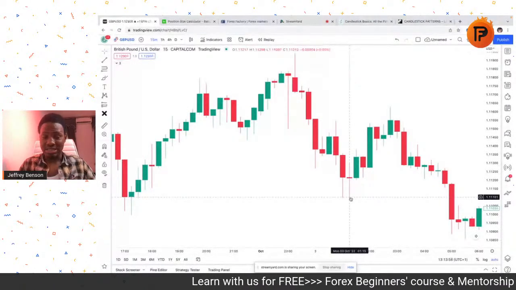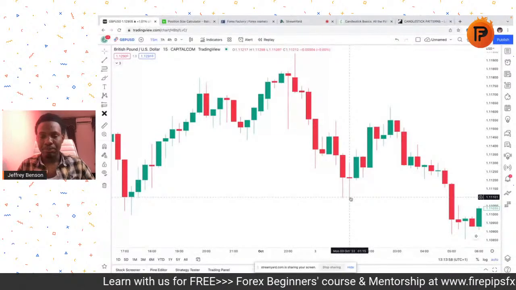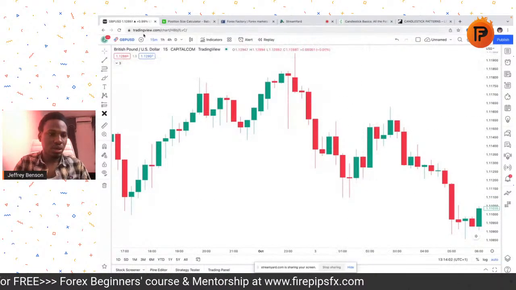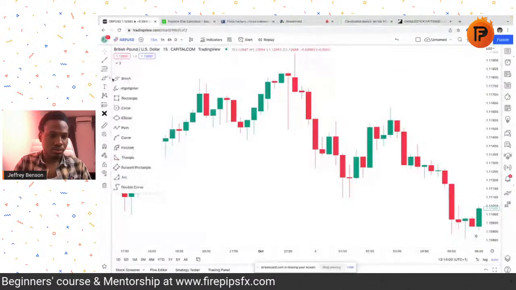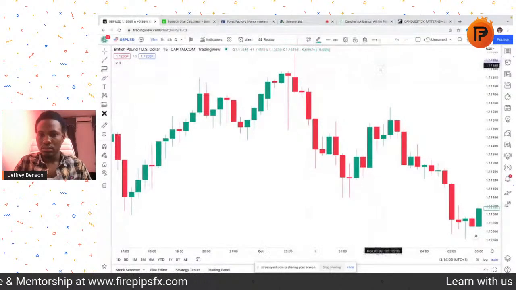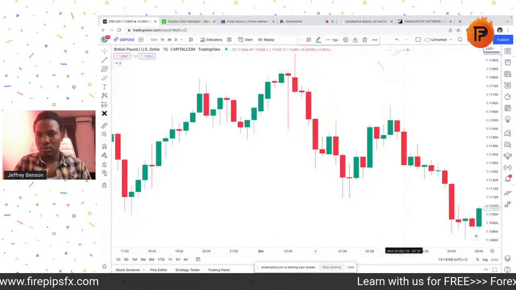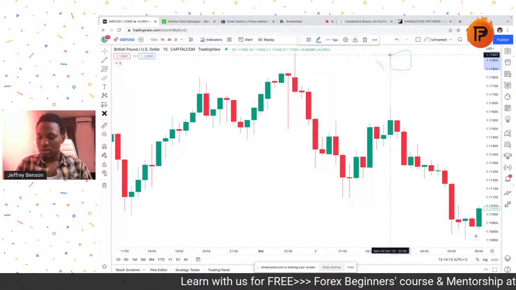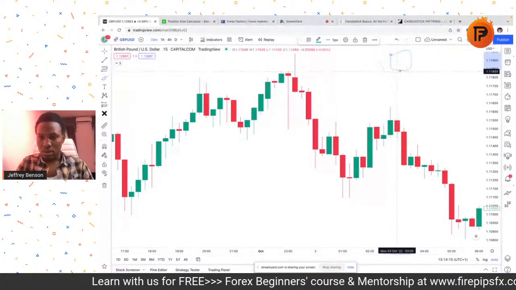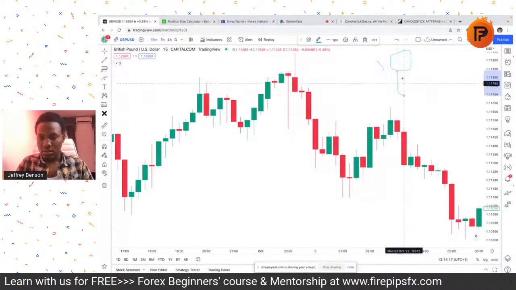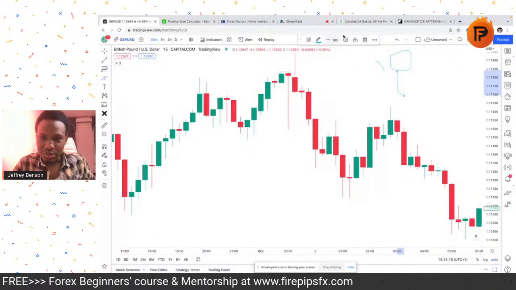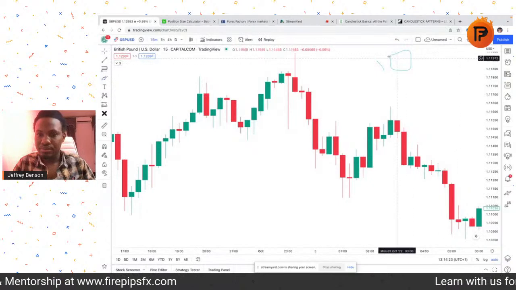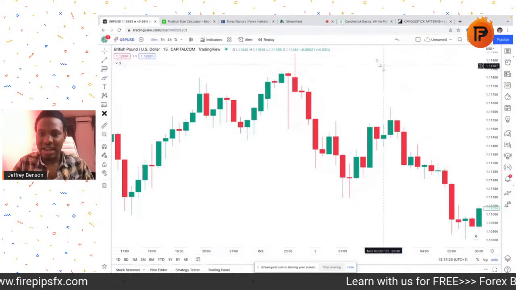So we have other examples of candlesticks, like the hammer. Hammers, just as the name implies, are candles that look like this. They look exactly like hammers. Okay, just a sec. They look exactly like a hammer.